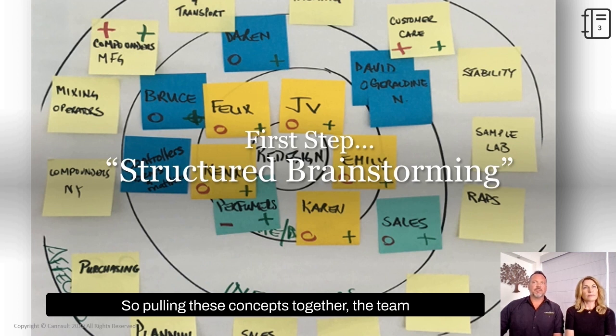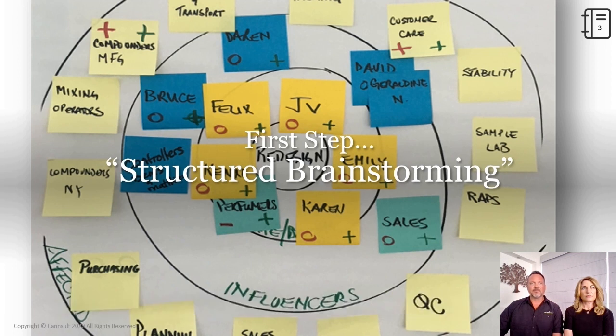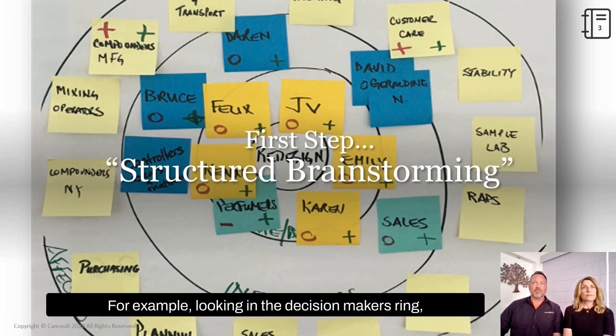So pulling these concepts together, the team will create something that looks like this. Stakeholders identified on stickies. And where the team had knowledge, they have used a minus, a zero, and a plus sign to indicate the current and desired perspectives. For example, looking in the decision maker's ring, we can now see that all of the critical stakeholders are currently neutral, but the team agrees that they need to be supportive. Looking at the outer ring, those affected by the project, we see two stakeholders who are currently supportive, and the team would like to keep them there.